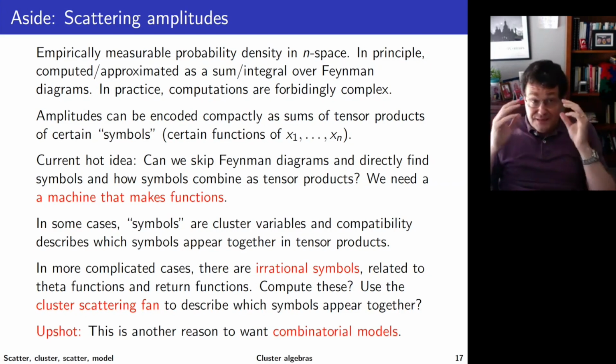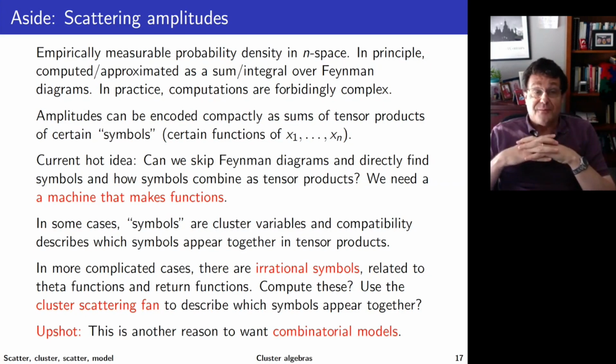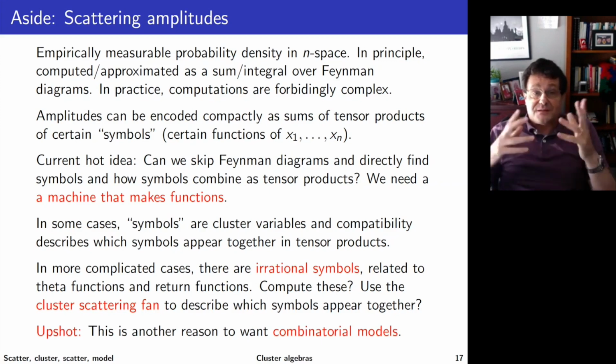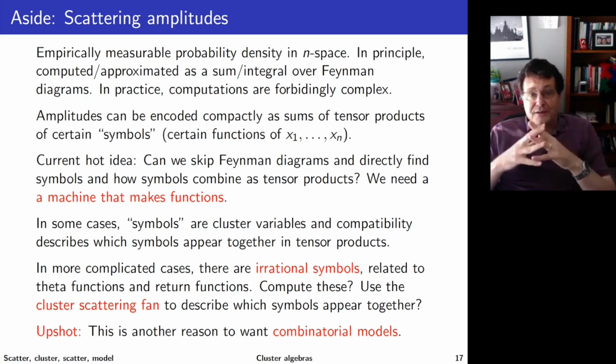And you can do this, in some sense, it's a sum/integral over Feynman diagrams, but in practice, these computations are really complex. The answers that you seem to get out of these computations, if you do them up to low order, you get tensor products of, really, polylogarithms, but you can encode that as tensor products of certain symbols, just certain functions of x1 through xn.